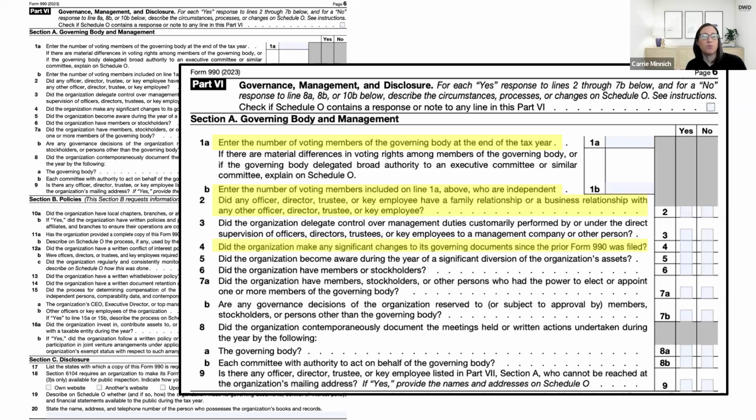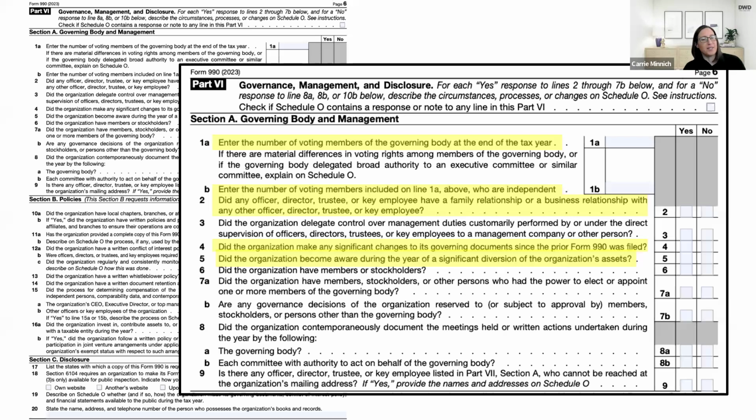Another question is whether the organization made any significant changes to the governing documents. So that would be changes to your bylaws or articles. So if you made any changes to those, you need to, again, notify the IRS of what those changes are. You do not need to attach a copy of those changes. You just need to explain what those changes were.